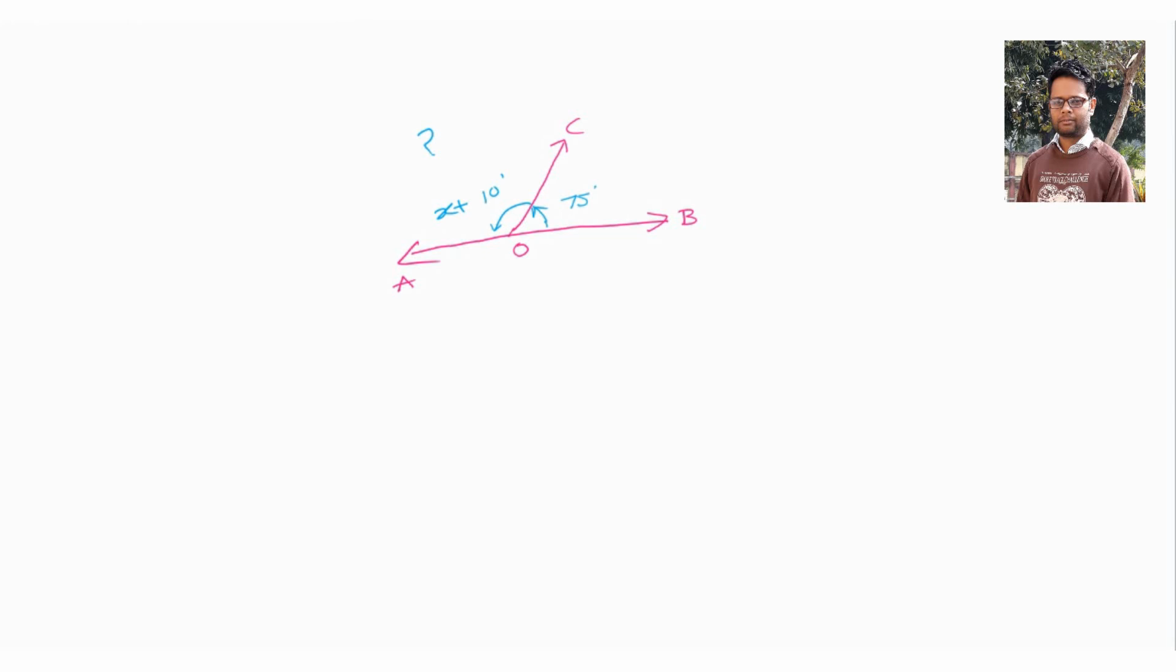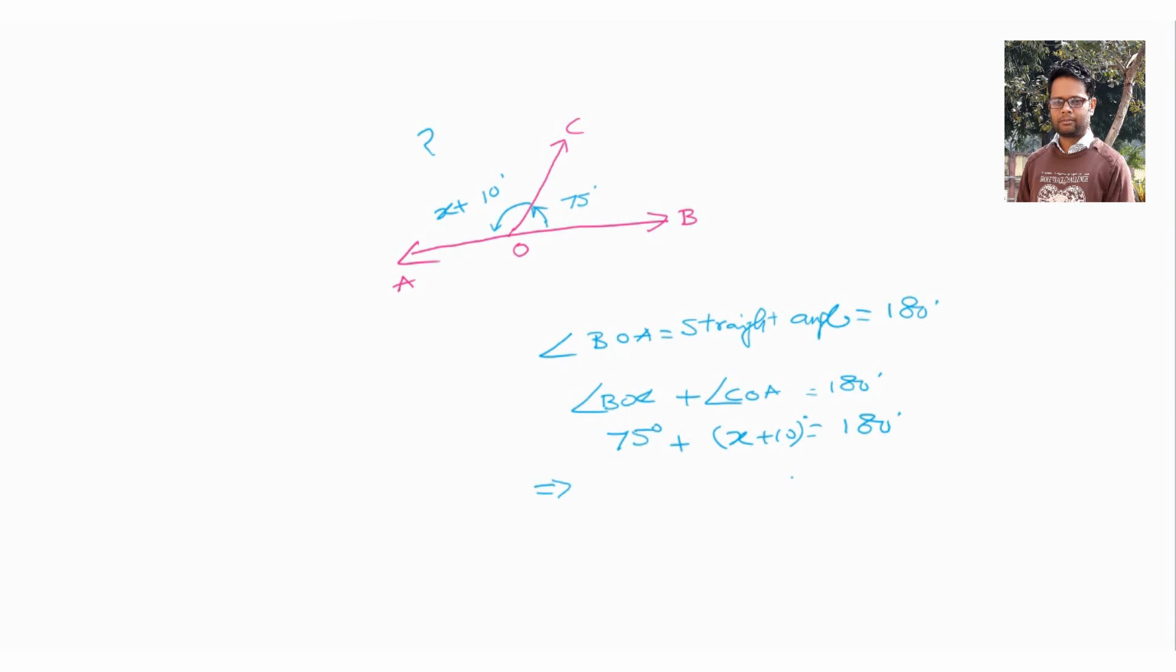I know angle BOA is equal to straight angle, straight angle is equal to 180 degree. Now BOC plus COA is equal to 180 degree. That means 75 degree plus this angle x plus 10 degree is equal to 180 degree.